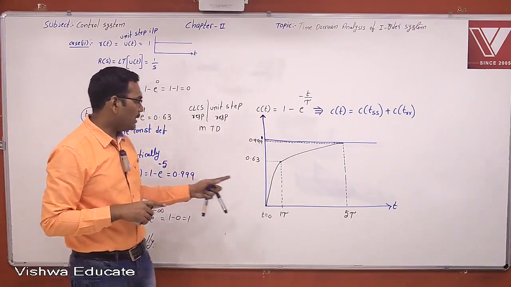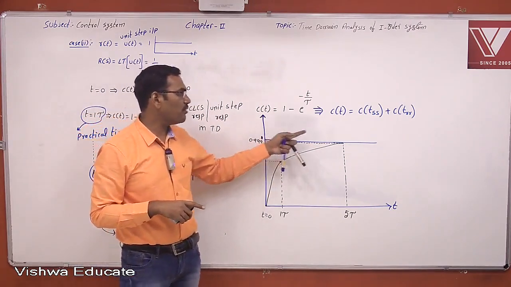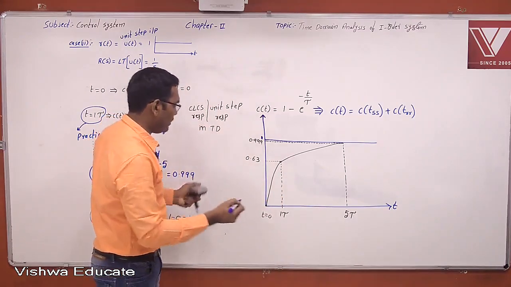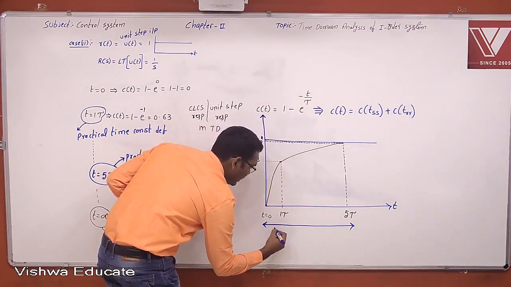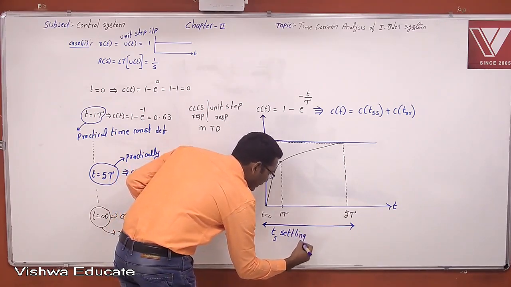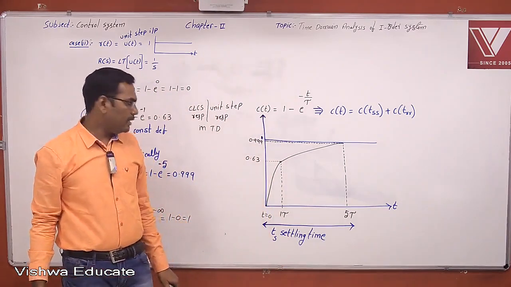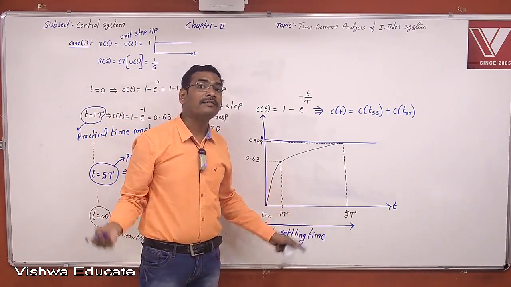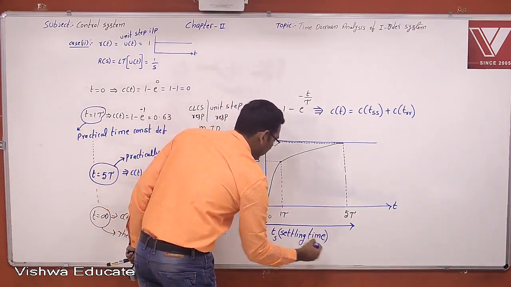Understand or not? So any practical response will reach the final value within a time of how much? 5 time constants. Now this time of 5 time constants is called the settling time. The time taken by the response to reach the final value, within 5 time constants with error of 0, is called the settling time, which is TS seconds.